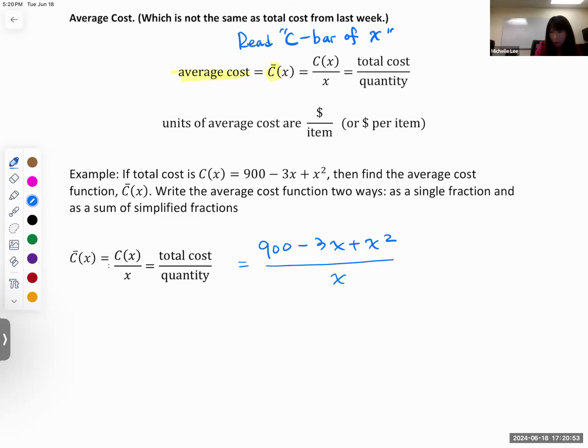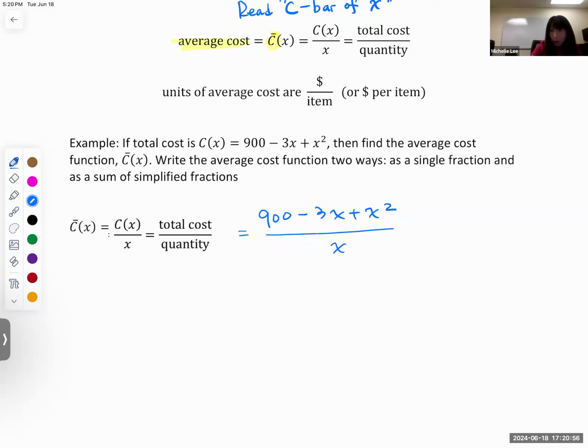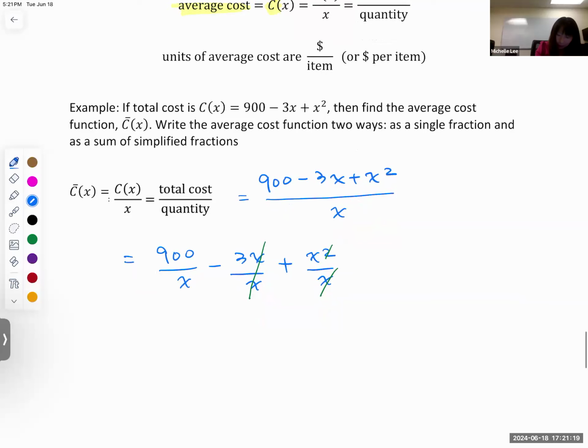That means common denominator, right? x in the denominator means common denominator. So we can split it from one single fraction: 900 over x minus 3x over x plus x squared over x. Looks like what we did earlier, right? Okay, we can simplify. So there will be 900 over x minus 3 plus x. Yeah, so they say to write it as a single fraction and as a sum of simplified fractions.